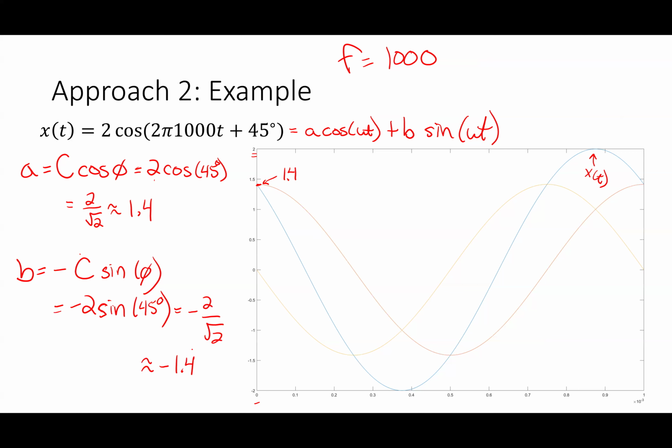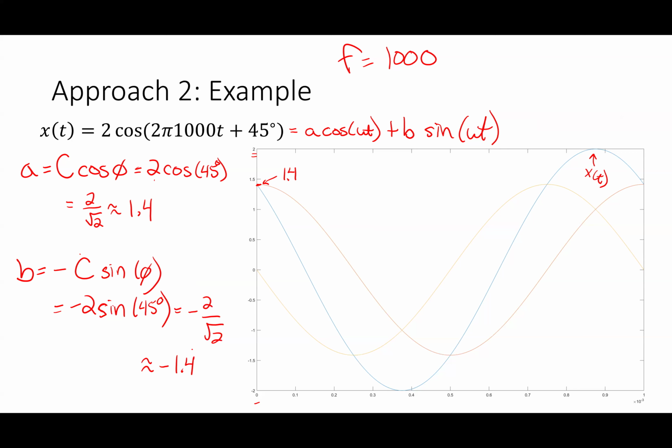How can I tell it's negative? It starts off going down. Sine's supposed to start out going up at t equals 0, right? So this one is starting out going down. I can see it peaking at about negative 1.4. All right, that's about what we would expect.